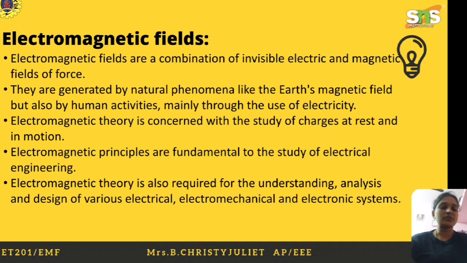Now let's see what is meant by electromagnetic fields. As the name implies, electromagnetic fields are a combination of electric field and magnetic field. The main source of these fields is charges. Electromagnetic theory is the study of charges at rest and in motion, and these electromagnetic fields are the resultant of the energy around these charges. They are generated by natural phenomena like the Earth's magnetic field, and they can also be generated by man-made sources, such as human activities like the usage of electricity.